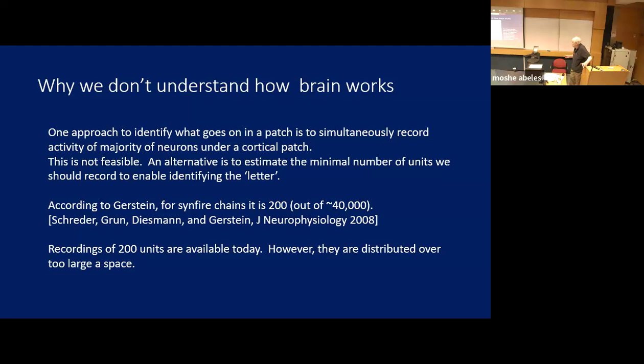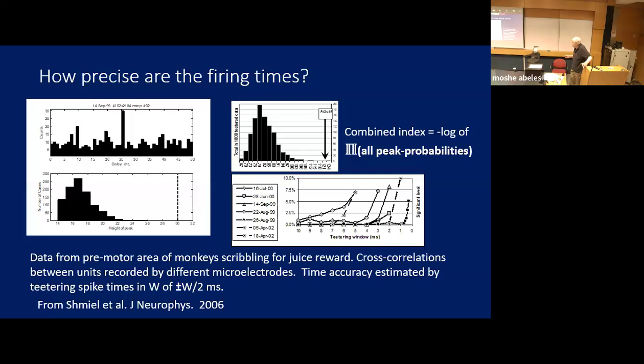Recordings of 200 units are available today. However, they are distributed over too large a space. We need 200 neurons within a patch, which is about 1 millimeter of cortex in man, about 0.5 millimeter in monkey, and about 0.1 millimeter in a mouse. So can we say something about what's going on?